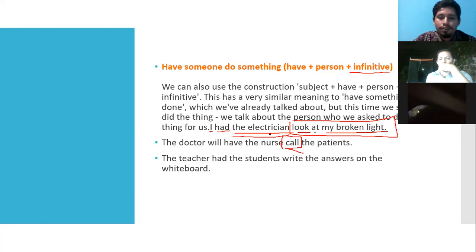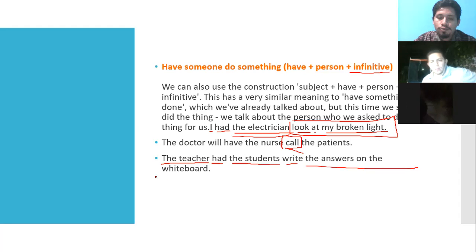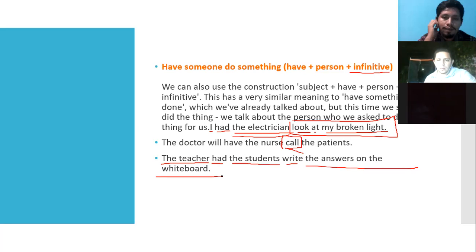Then we have the other example that says, the teacher had the students, people in this case, write the answer on the whiteboard. Okay, this structure is easy. It just uses have, okay? Had could be in future, present, or past, but we must add the person or people that we're talking about.